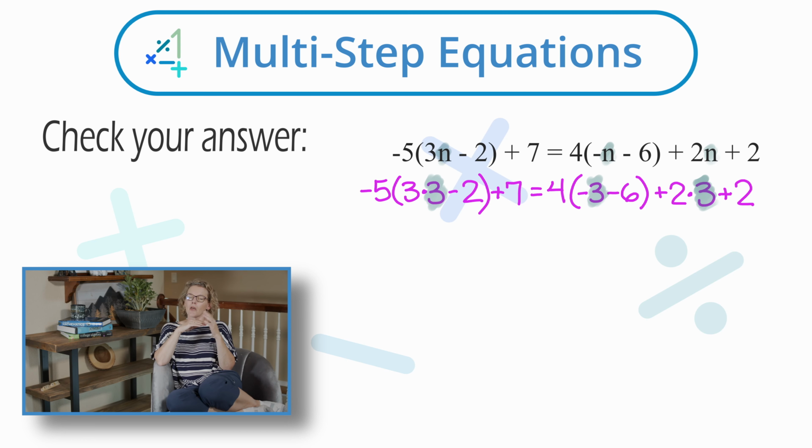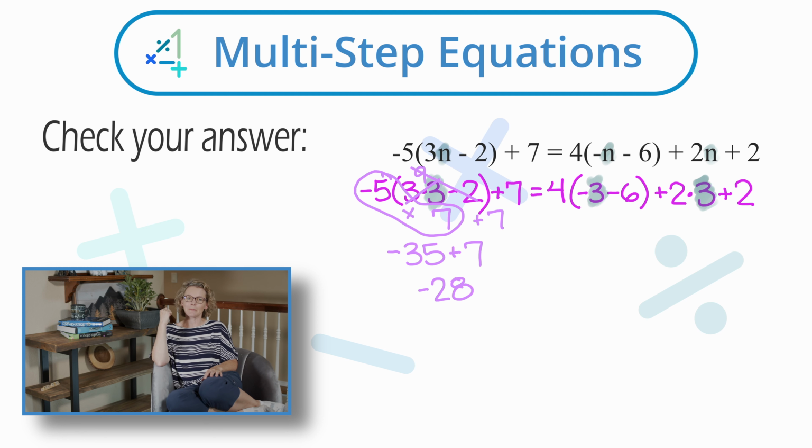-5 parentheses 3 times 3 minus 2 plus 7 equals 4 parentheses -3 minus 6 plus 2 times 3 plus 2. We'll use order of operations and do those parentheses first. 3 times 3 equals 9. 9 minus 2 is 7, so this is -5 times 7 plus 7. I'll finish up this side. -35 plus 7 equals -28.